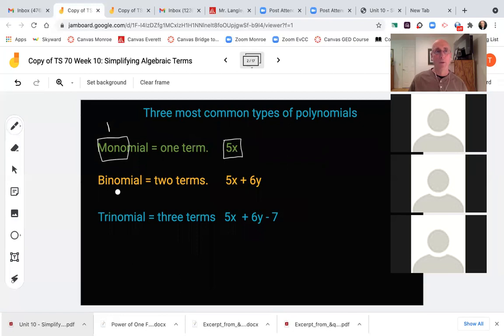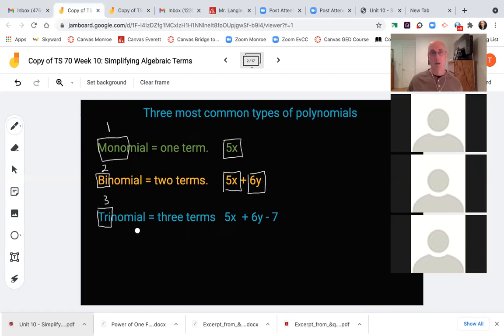A binomial, bi means two. So it's two terms. As you see here, I have a term, I've got my plus or my minus sign, and I have another term. So binomials, bi means two. And then a tri, as you might guess, tri means three.